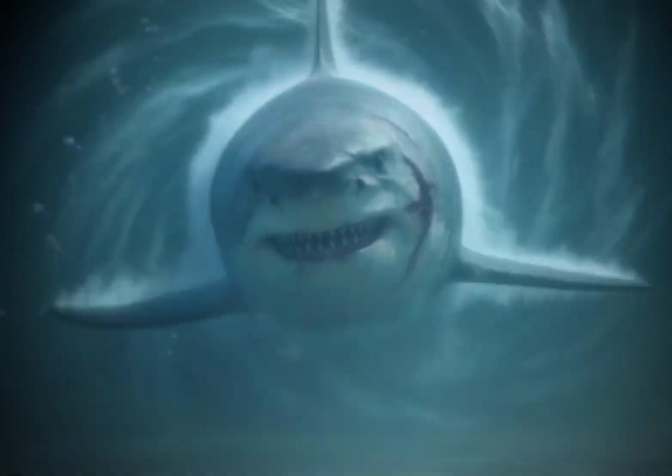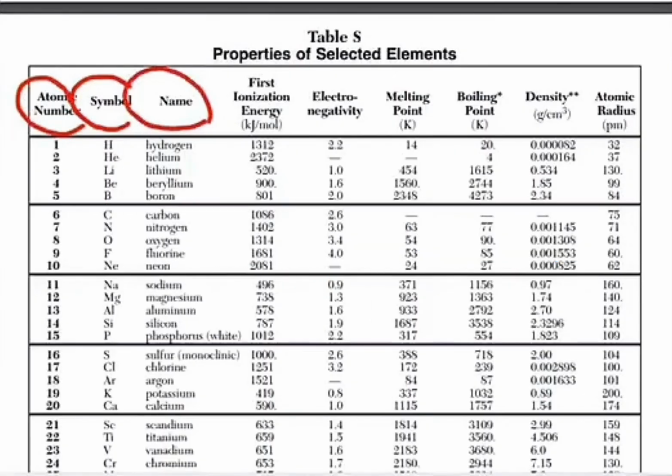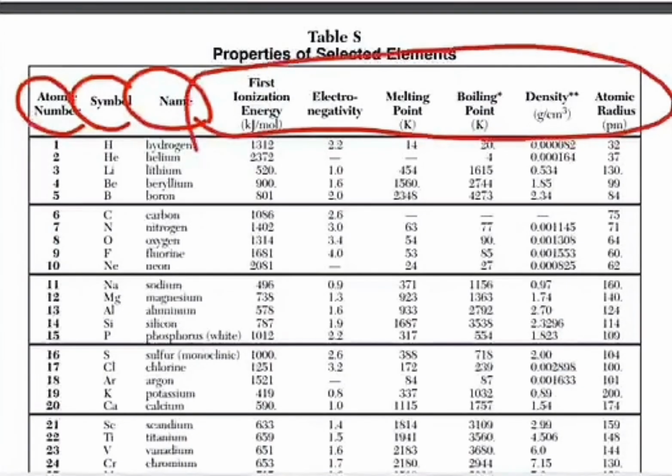Look at all the information you have here. Atomic numbers, symbols, and the names. There is no reason to misspell an element name. And then you have a lot of information here, all right, about each element.